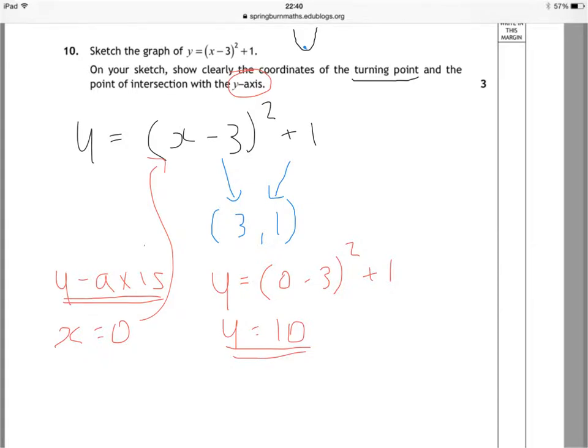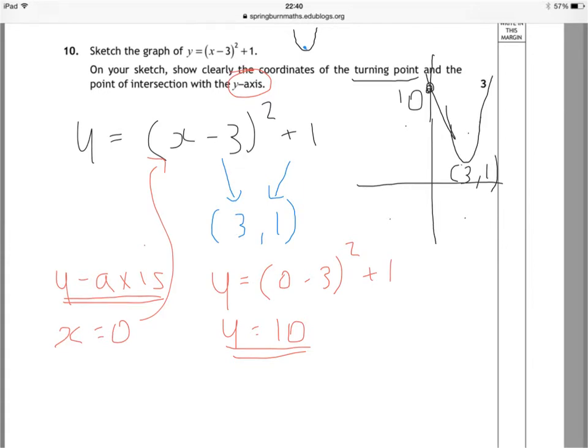I know that it's a U-shaped parabola, and I know that my turning point is (3, 1), and that's all the information I need. So I would get my ruler at this point and sketch the thing out. Make sure that the basic bit about where the turning point (3, 1) is, make sure you get the right quadrant. So (3, 1) is definitely going to be around about here. In terms of where it cuts the y-axis, we found that out as well. The sketch isn't the best, but we can see clearly that we cut the y-axis at 10.